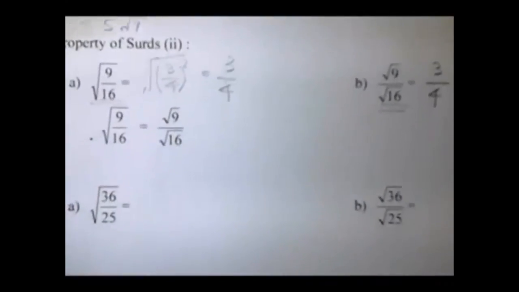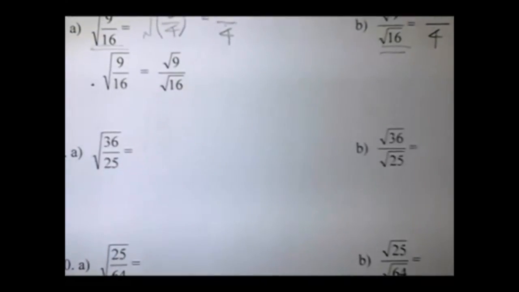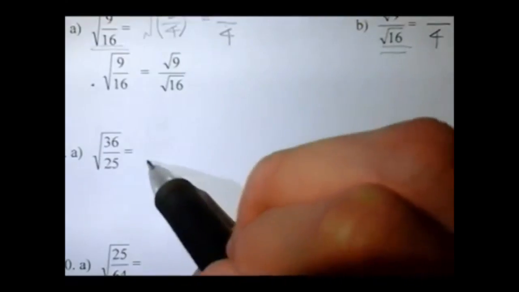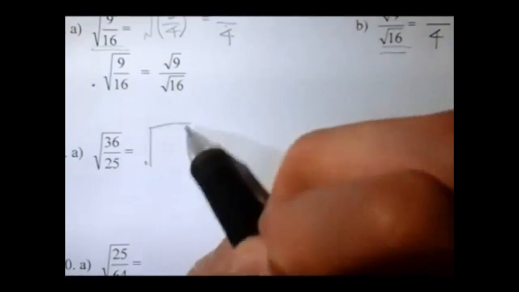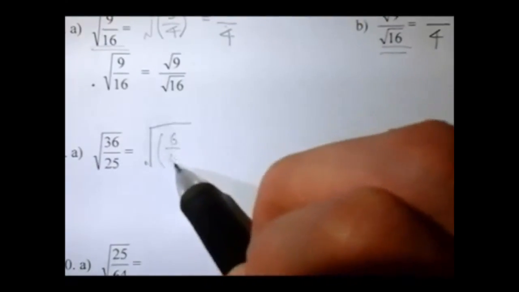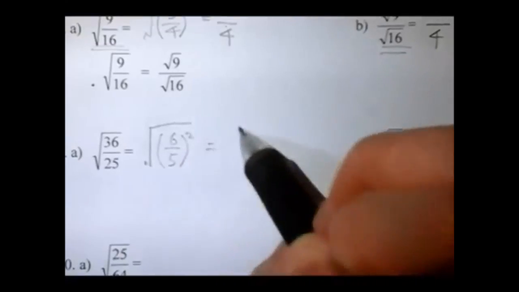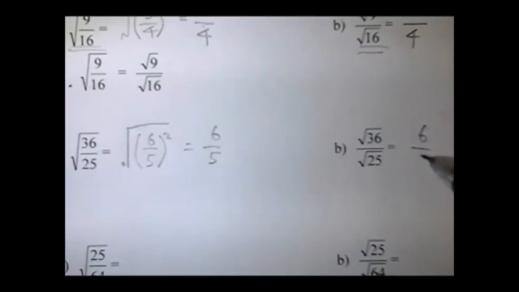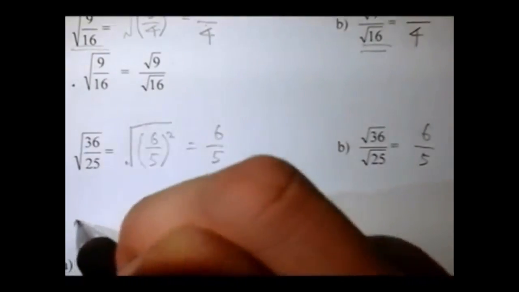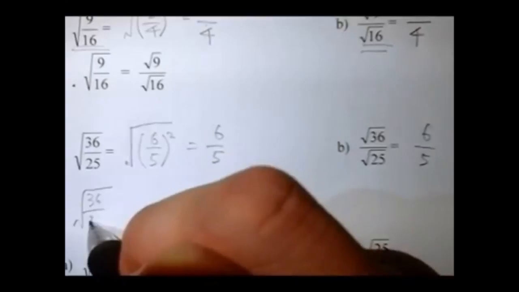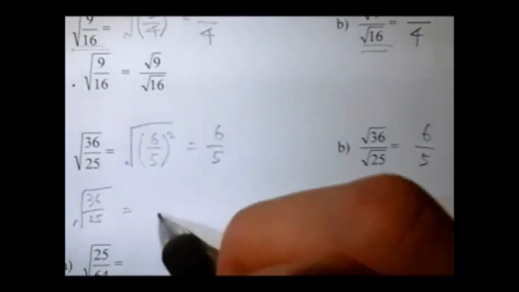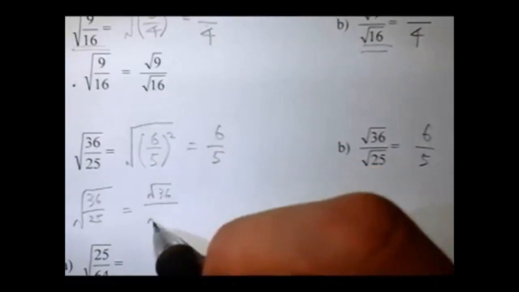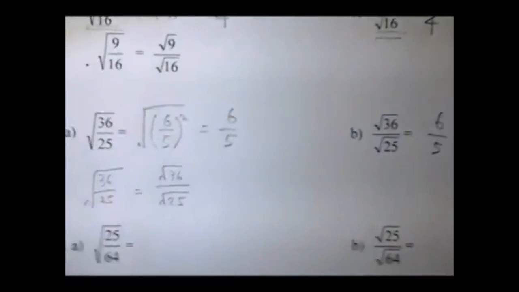We make the same exercise as below. This one can be written as 6 over 5 all squared, which is equal to 6 over 5. So this one is directly equal to 6 over 5. And that's why root of 36 over 25 is equal to root 36 over root 25. Okay, that's it. Let's try another one.